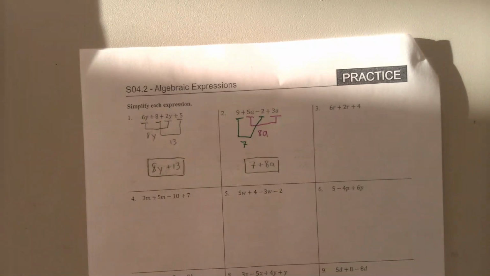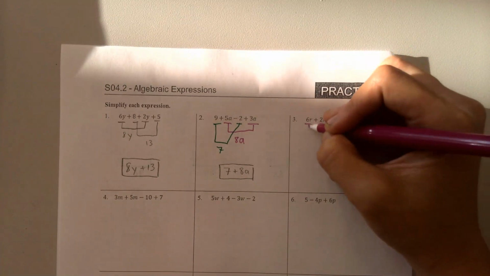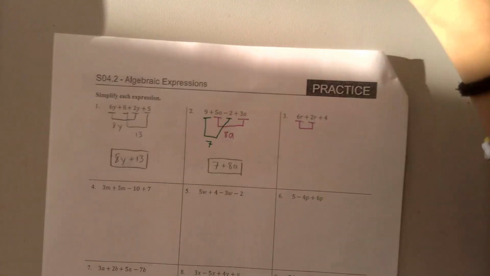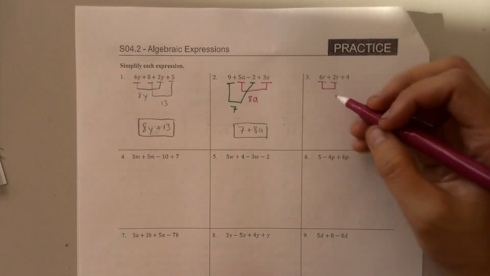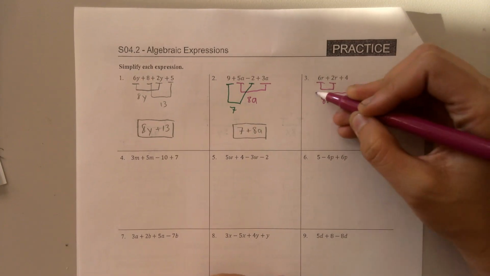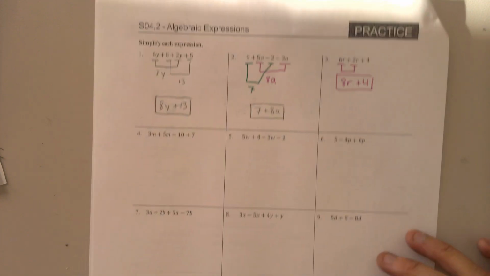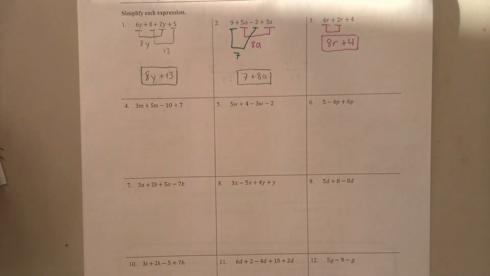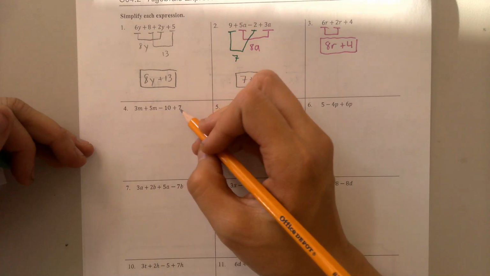All right. This one, we see we can combine these r's. So we have 6r plus 2r is 8r, and then we just have that 4. Let's take a look at number 4. So we have 3m plus 5m minus 10 plus 7.